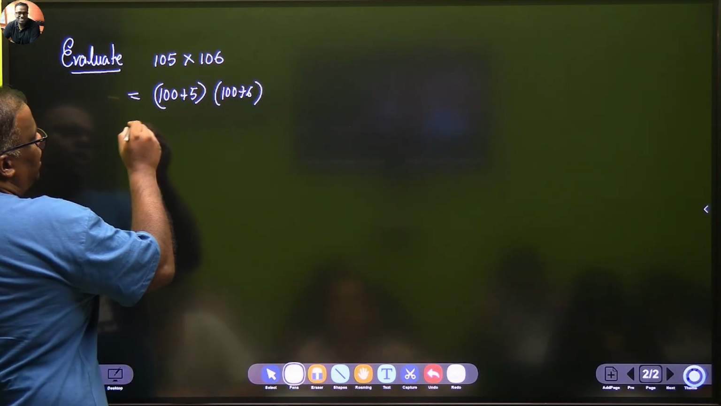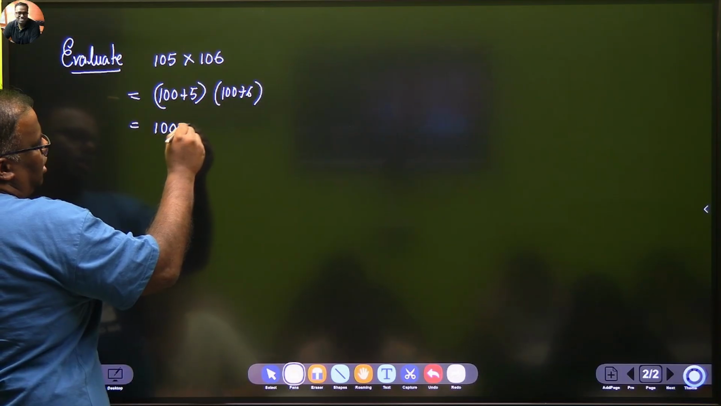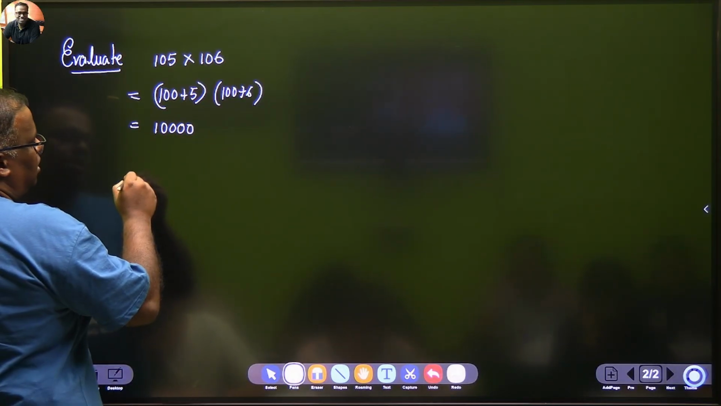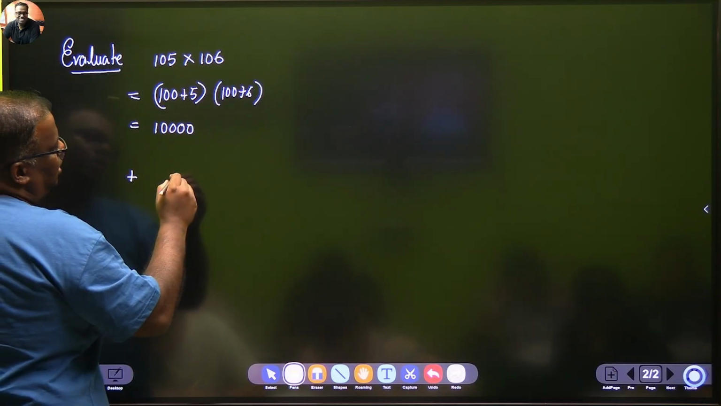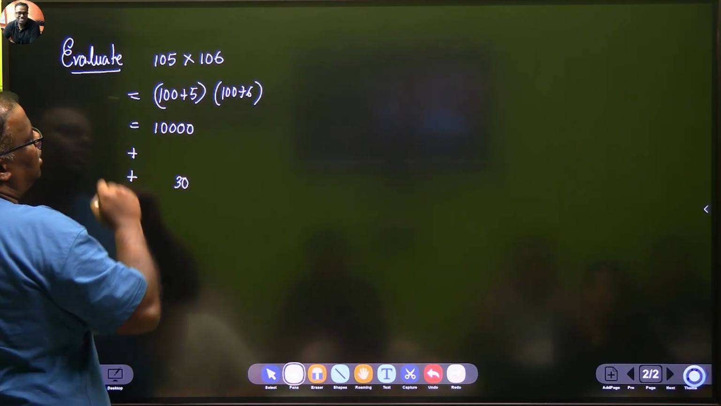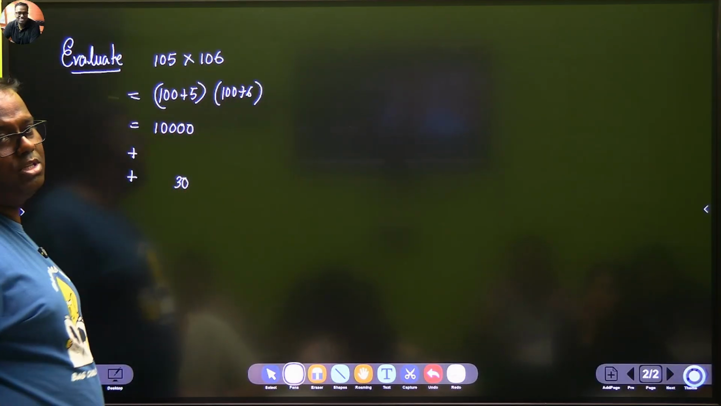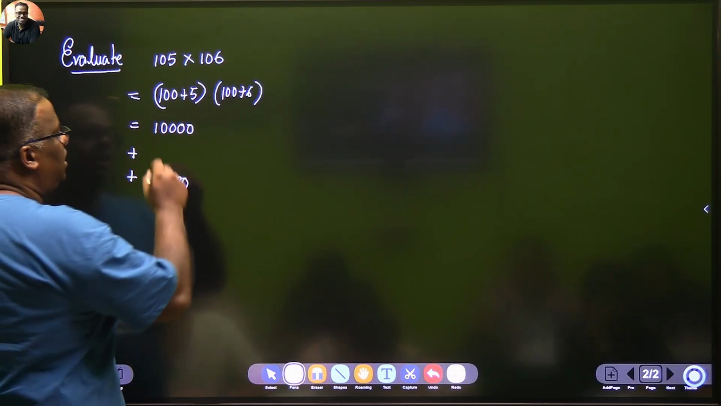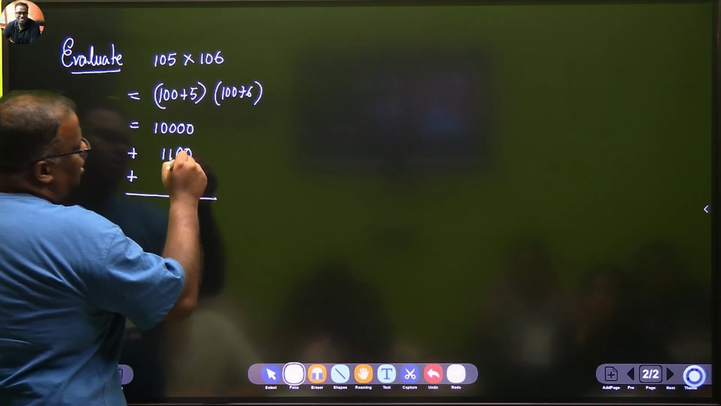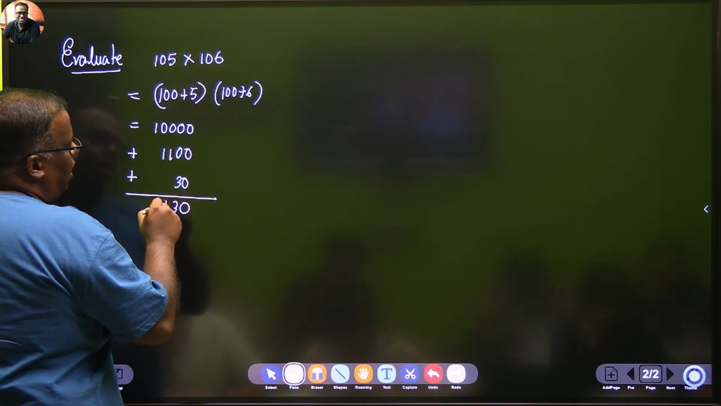So how to do it? x square. So this is how much? 100 square. Plus ab. तो मैं शॉर्ट कर रहा हूं. ab मेरा कितना हो गया? 6 and 5 is 30. प्लस बीच में क्या आता है? (a plus b)x. 5 plus 6 is how much? 11. 11 into 100? 1100. Add all three. 10000 plus 1100 plus 30, 11130.